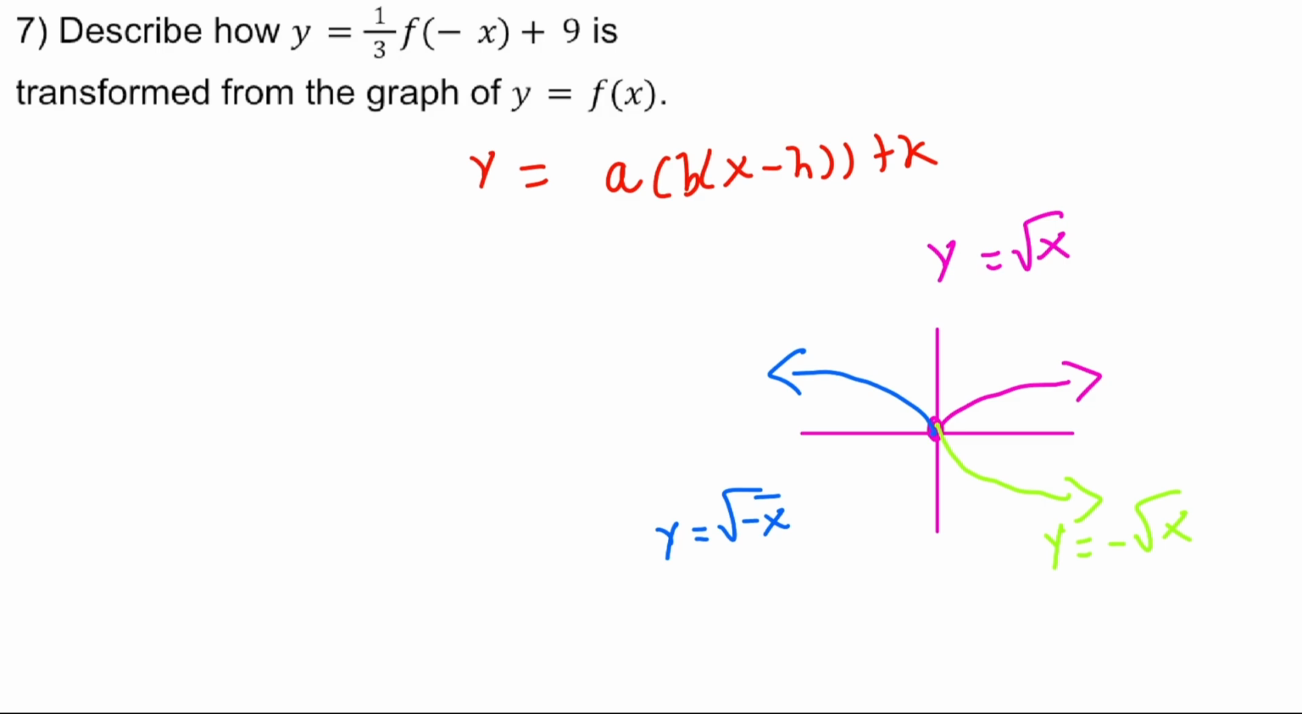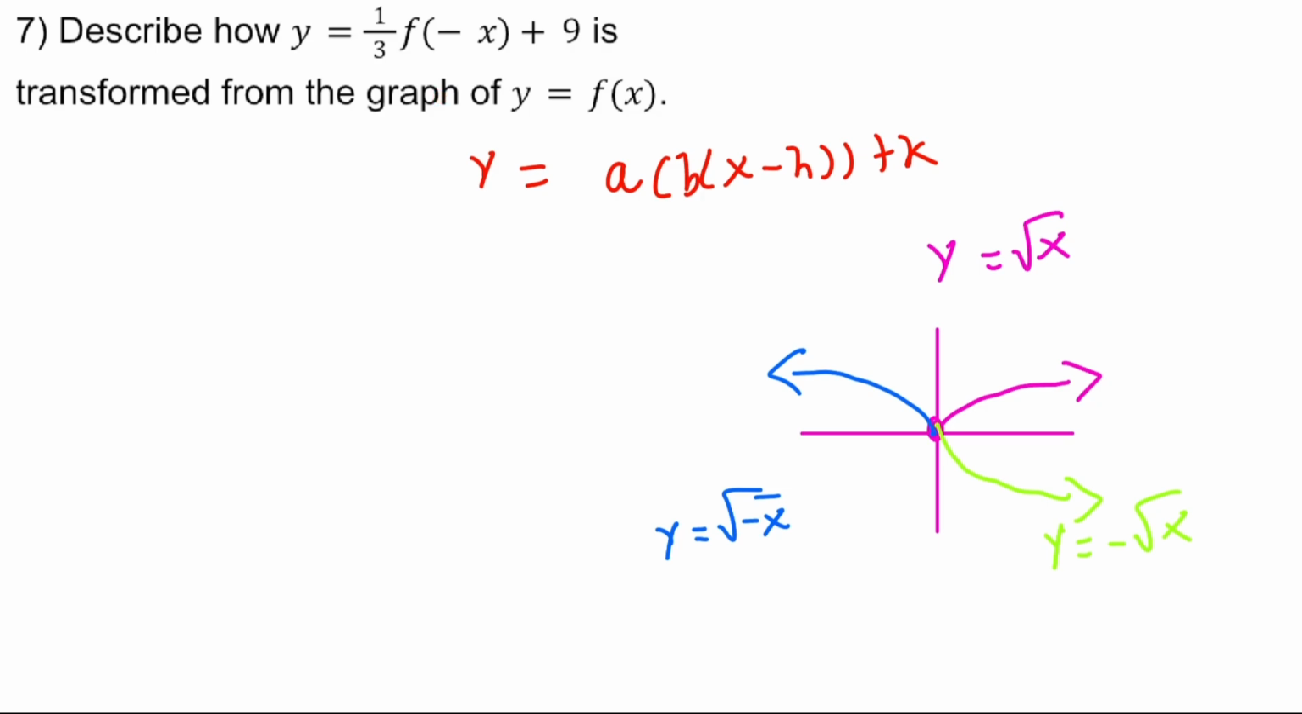And lastly, we have the k value. K's nice. He's not going to lie to you like h. So if k is positive, it'll represent a vertical shift up. If k is negative, vertical shift down. Okay, now we can use these transformations to answer the question.